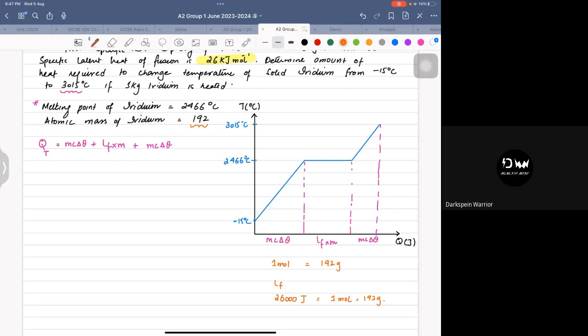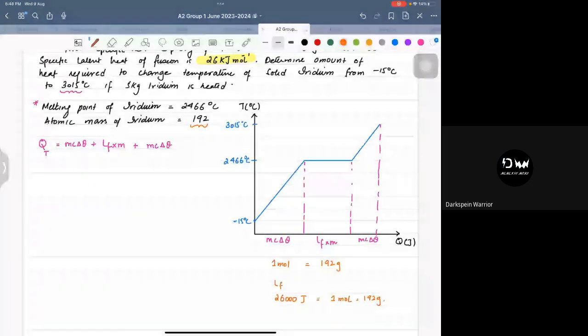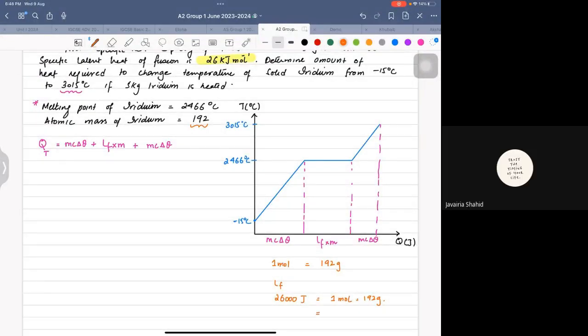No, that's not it. Let me tell you how. Just hold on now. Just wait a second. So we want per kg. Yes, you're right. How many grams are in 1 kg? Can you please tell me? 1,000 grams, right? So what are we saying? We're saying 26,000 joules in 192 grams. So how many joules in 1,000 grams? We're going to cross multiply. Is it clear?